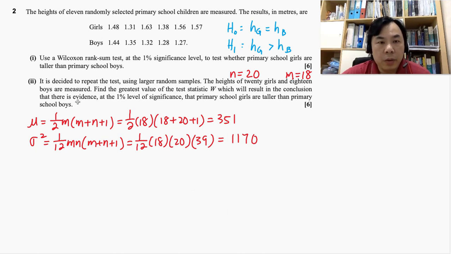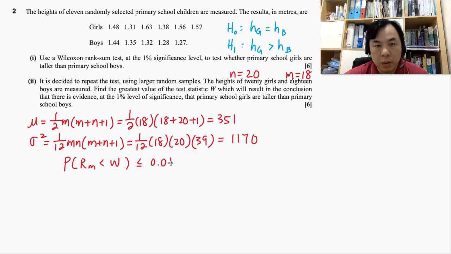Now we are ready. We have sufficient evidence to suggest at 1% significance level that the primary school girls are taller than the primary school boys. Therefore, the probability that the test statistic is less than or equal to the greatest value W must be at most 0.01 at 1% significance level, based on the Wilcoxon rank sum test. Before we continue, we are trying to approximate a discrete random variable using a continuous distribution, so we have to perform continuity correction.